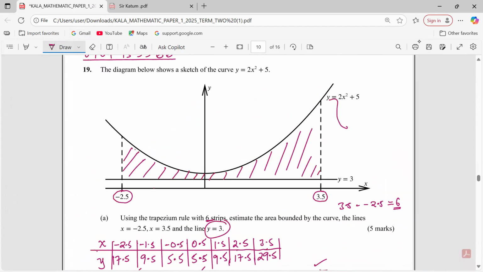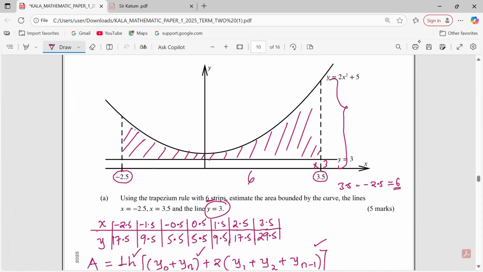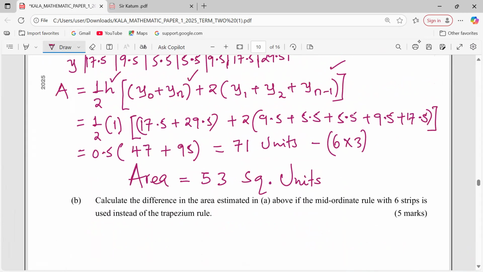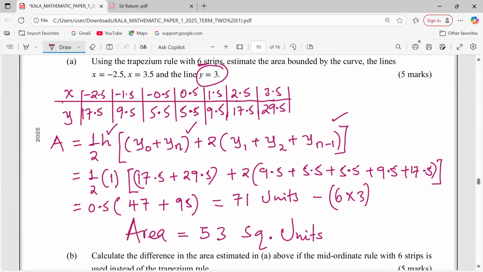We've gotten all this area, so we have to subtract this part, which is 6 units along the x and 3 units upwards. So we subtract 6 times 3, which is 18. 71 minus 18 gives us 53. So the area is going to be 53 square units. That's how the area is estimated.